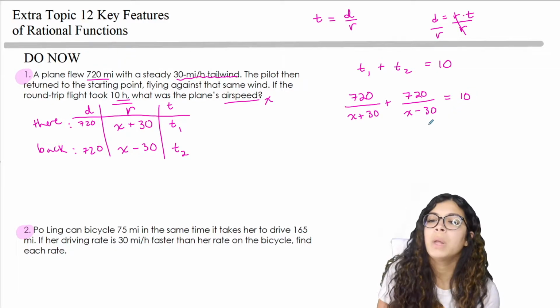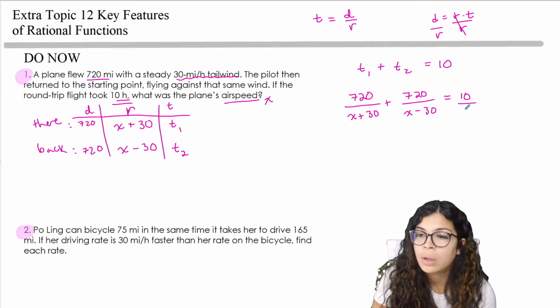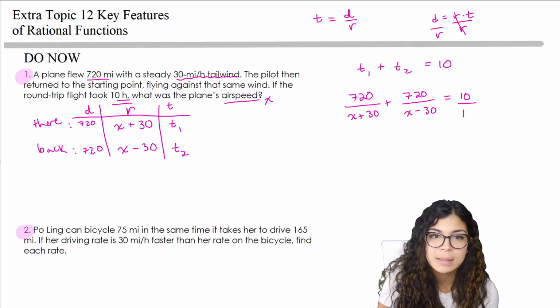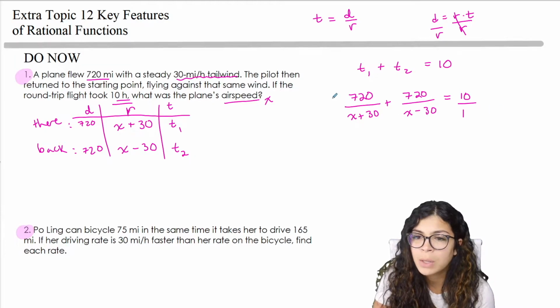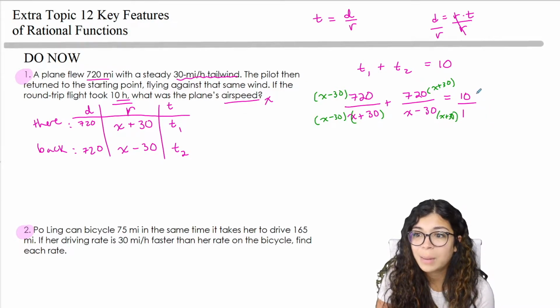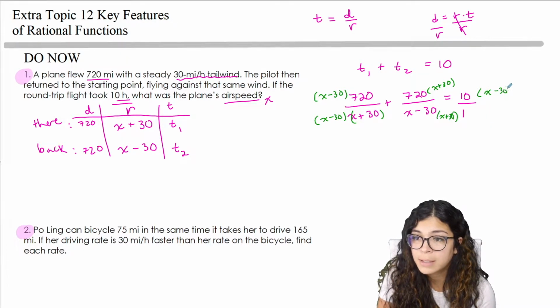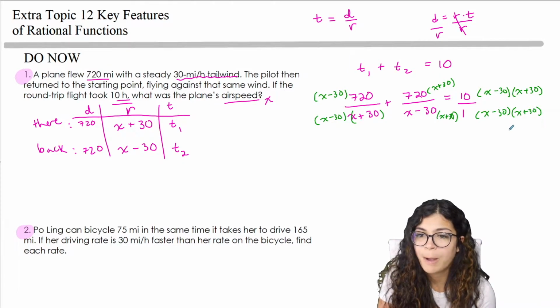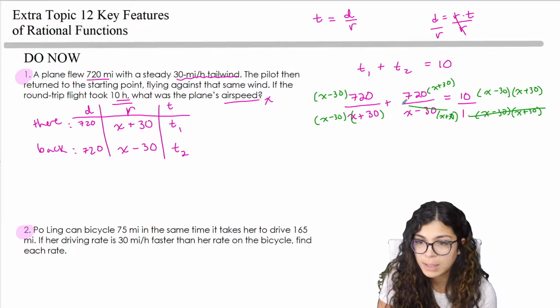I'm going to make all of the denominators the same, so that we can cancel out the denominators since we have an equation here. I'll multiply the top and bottom of the first fraction by x minus 30, and the top and bottom of the second fraction by x plus 30. I'll also multiply the top and bottom of the 10 by both x minus 30 times x plus 30. Now that the denominators are all the same, they cancel.